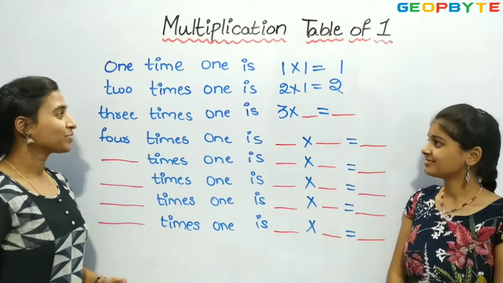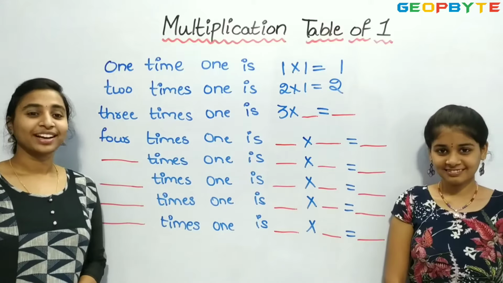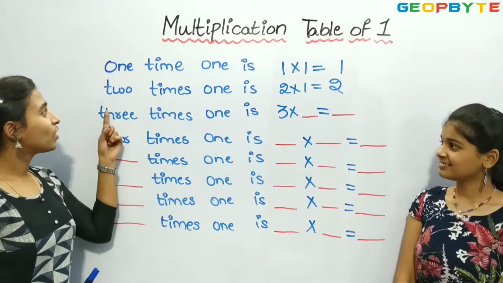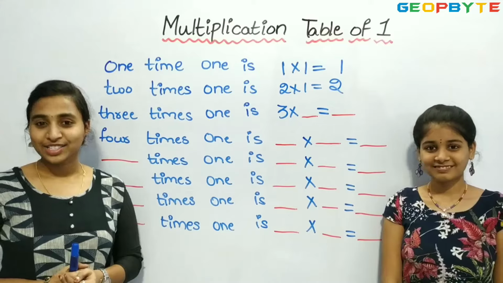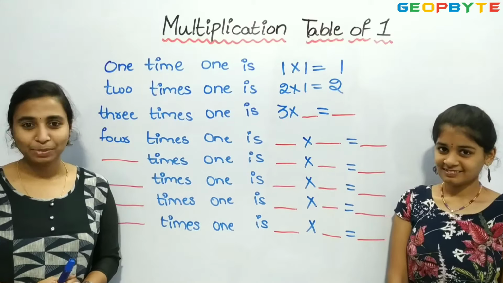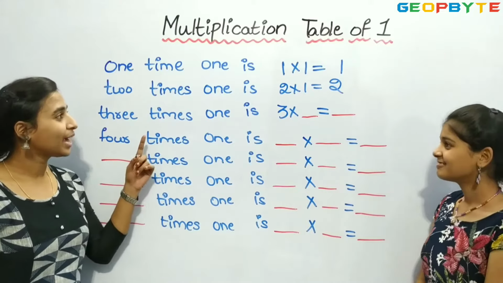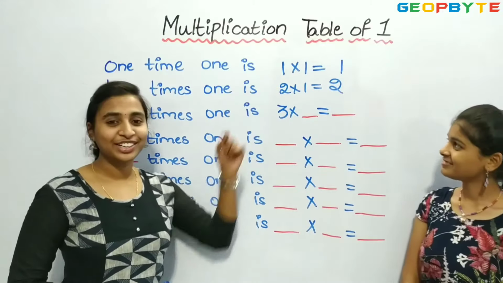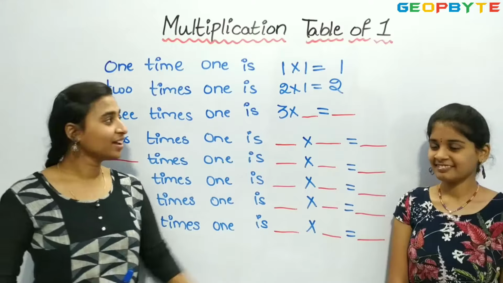See children, this is 1 table, right? So first one is 1 times 1. As we know that time means into or multiplication. So 1 times 1 is 1 into 1. So 1 ones are 1.